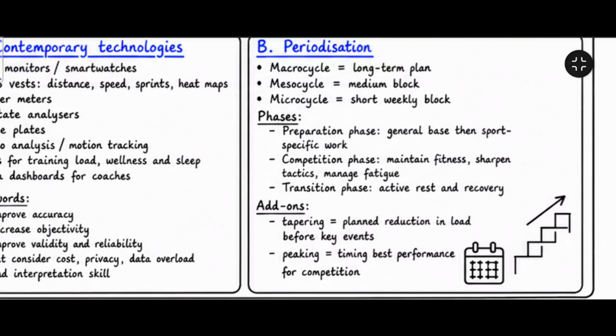Periodization is organizing training into phases to allow the performer to peak at the right time. We've got macrocycle, mesocycle, and microcycle. These are three different phases of periodization. Macrocycle is more of a long-term plan over the course of a season or a year. Mesocycle is a medium-term plan, a medium block over the course of weeks or months. Microcycle is the shortest block, the short-term plan, which is over the course of a week.